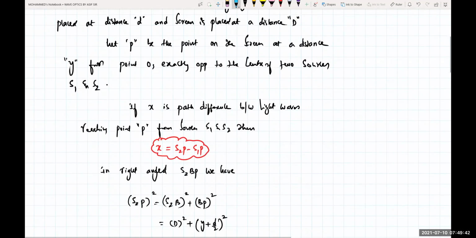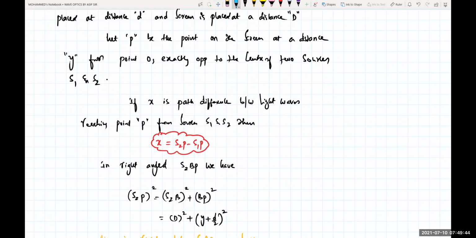So if X is the path difference between the light waves reaching point P from S1 and S2, then X will be equal to S2P minus S1P.